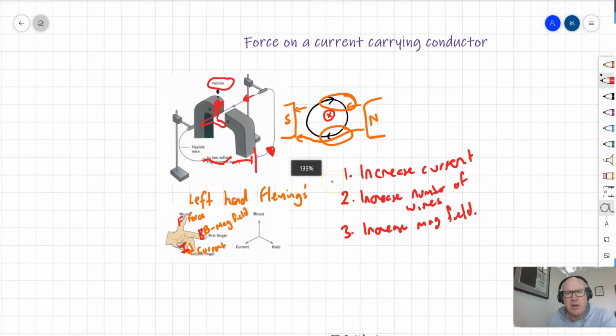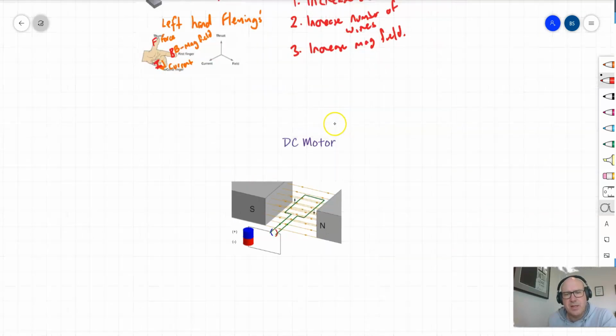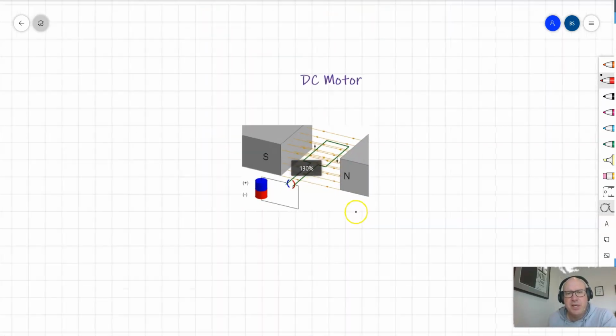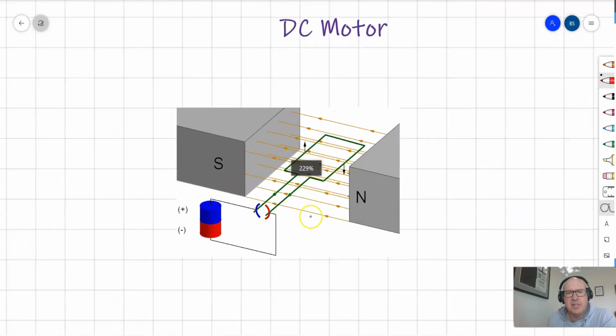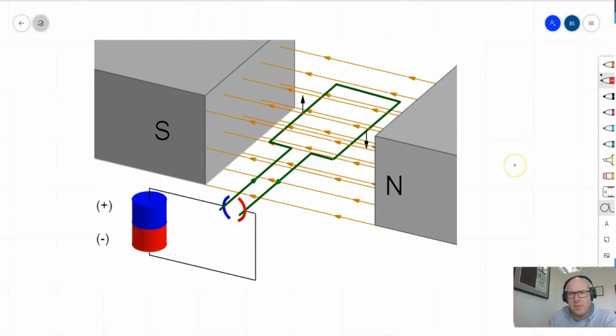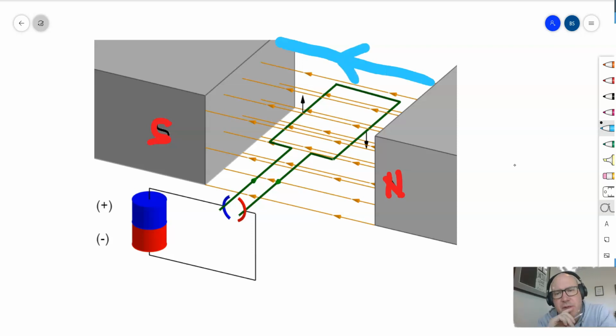Now let's have a look at a practical application of this, and it's called the DC motor. So here is a basic picture of a DC motor. So we've got a north and south pole, and those create a field going from the north to the south. Okay. Then we have a coil of wire. So there's a green coil of wire. It could be on like a pivot at one end and a pivot at the other end. And that means it's free to rotate.